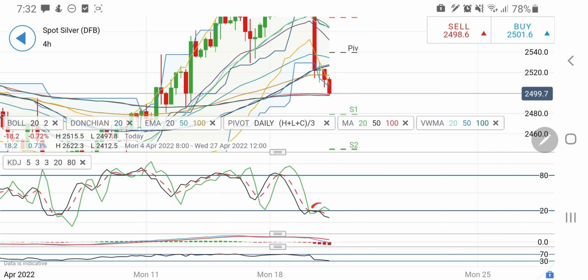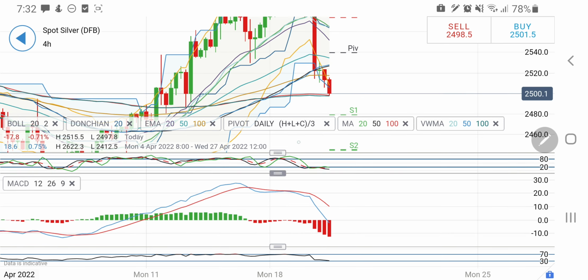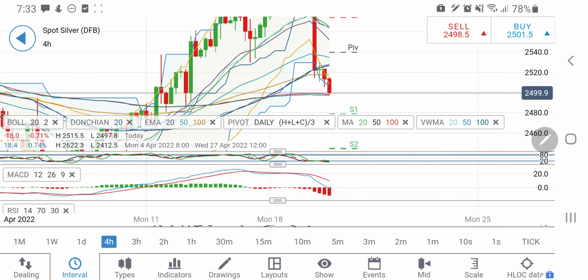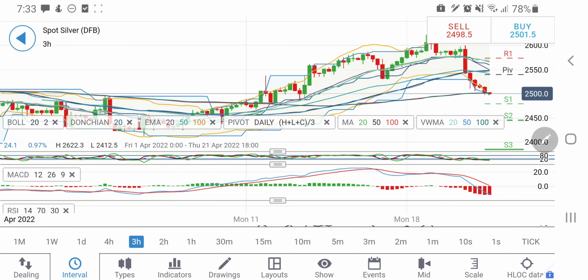Now look at the 4-hour stochastic, extremely oversold, and hence a bounce back is a must from here. Also MACD is wide divergent. The candle has achieved a peak, so from here it should start converging. RSI is near oversold. Look at the 3-hour chart.